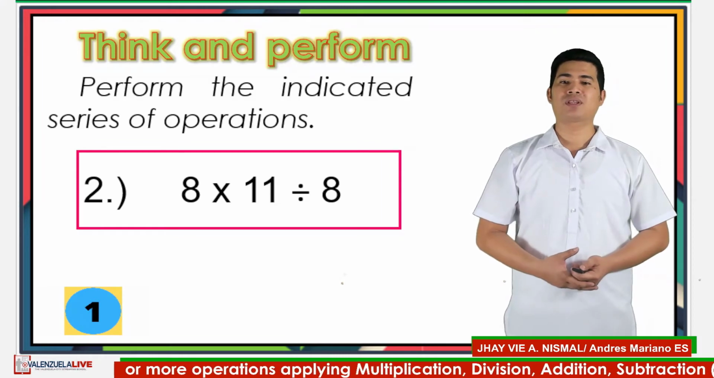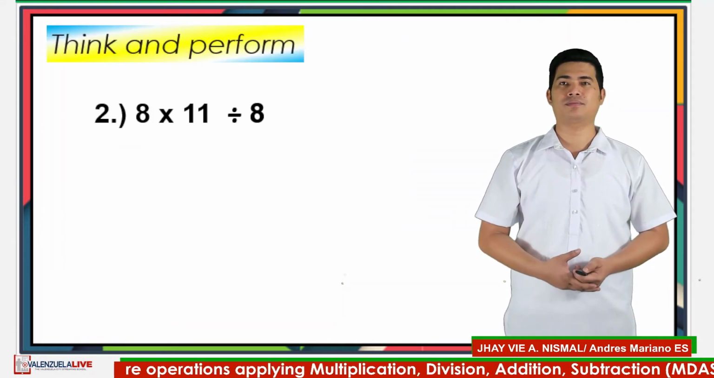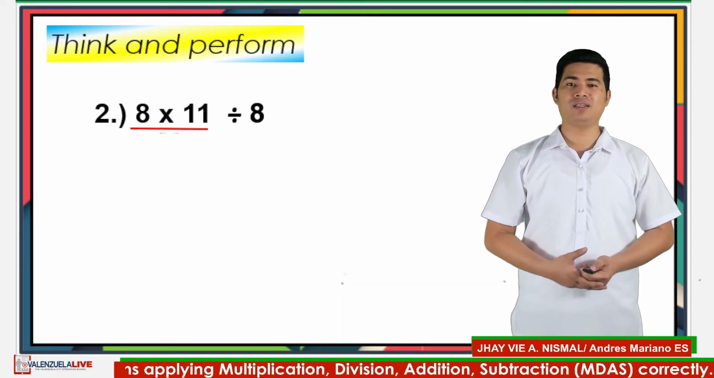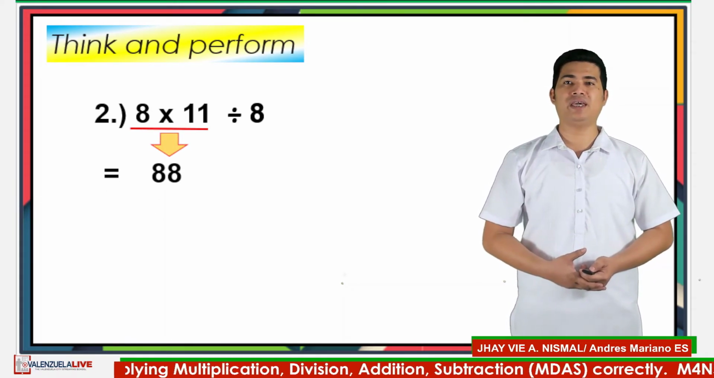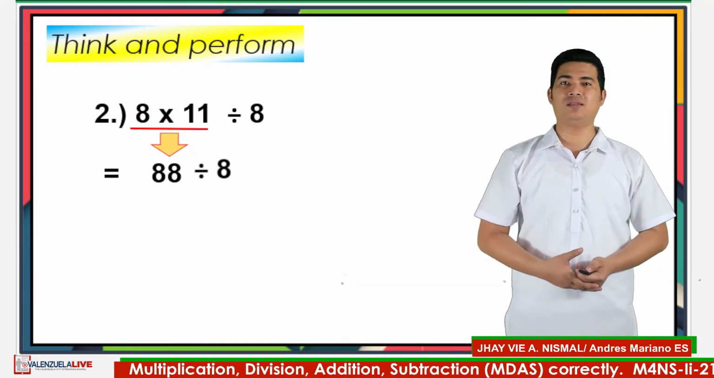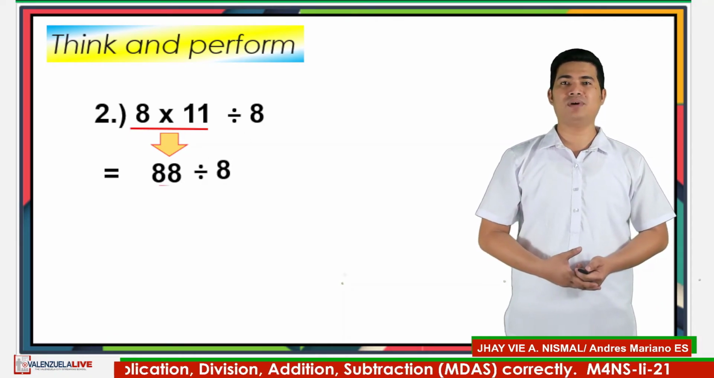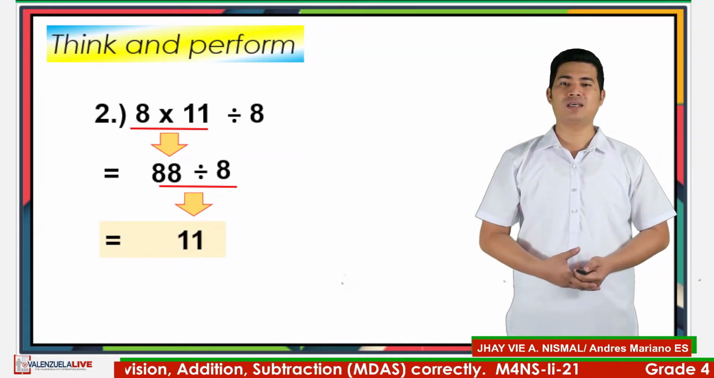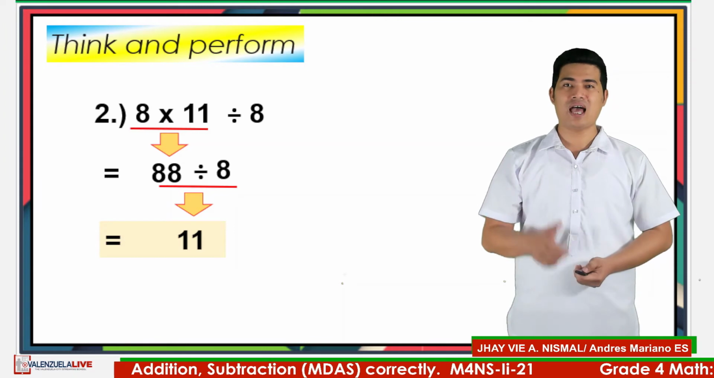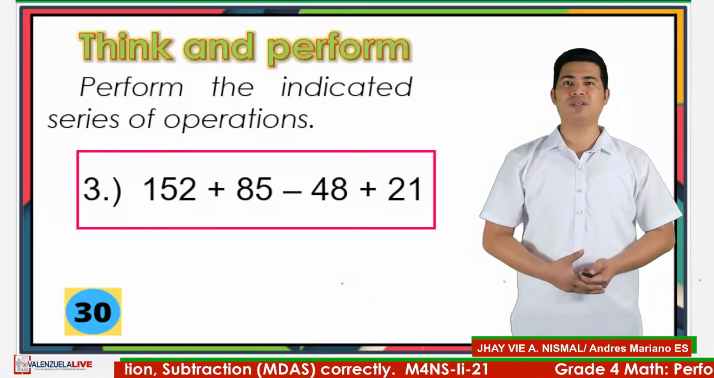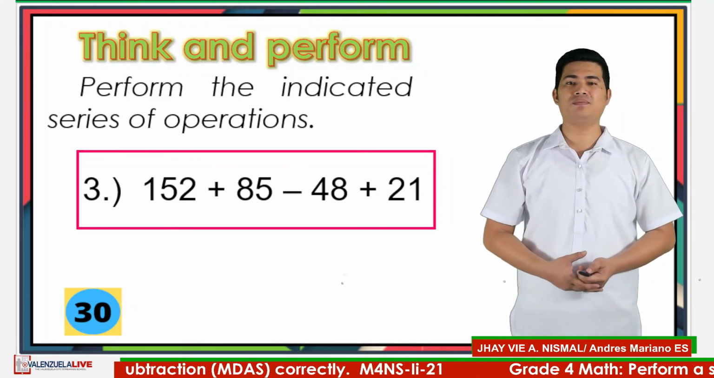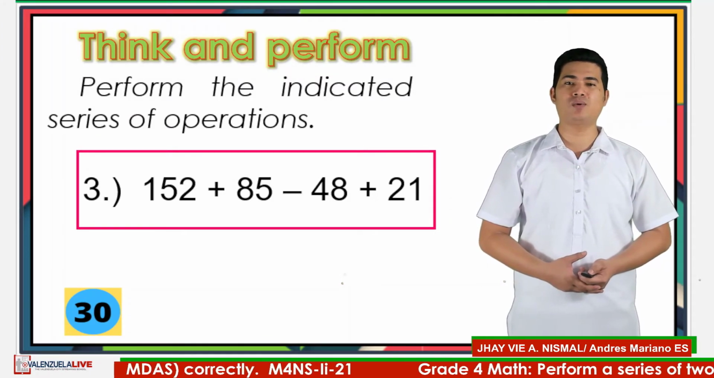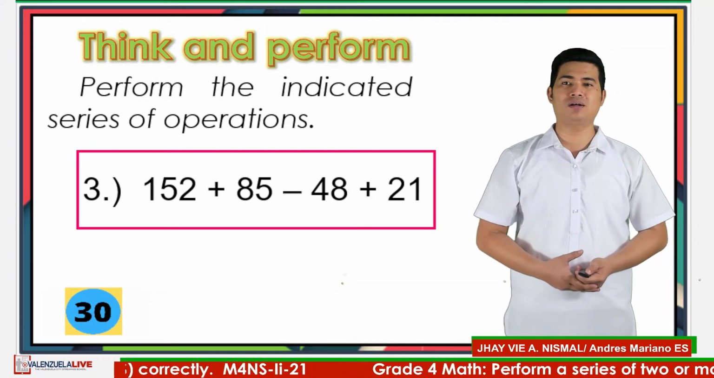Time's up. Let's find out the answer. 8 times 11 is equal to 88. Then bring down divided by 8. 88 divided by 8 is equal to 11. Did you get 11? Amazing. Number 3. 152 plus 85 minus 48 plus 21. Your timer starts now.